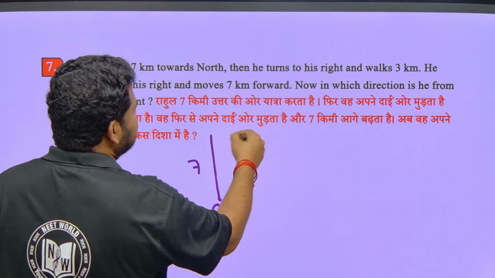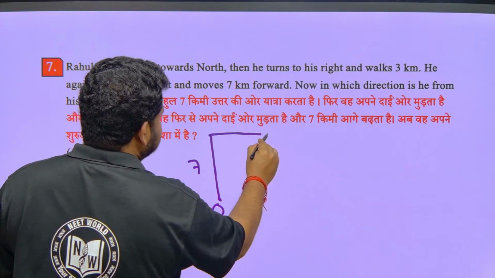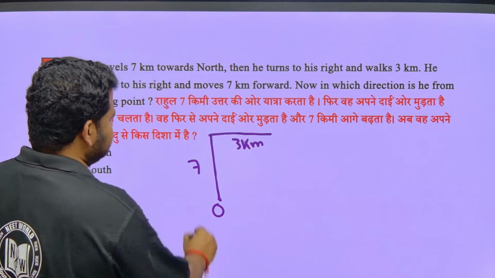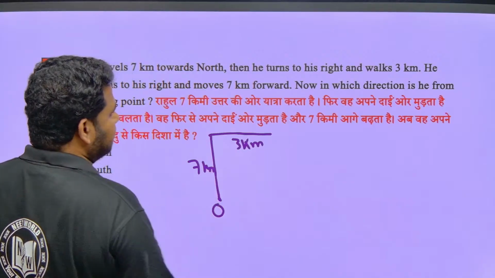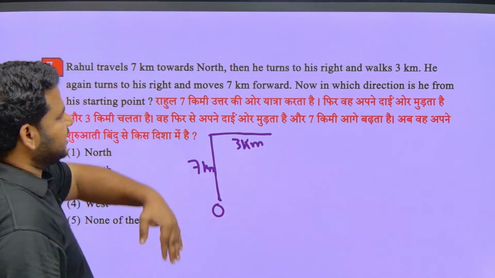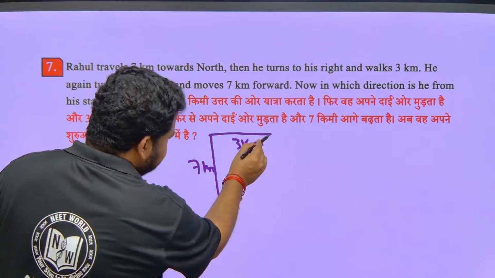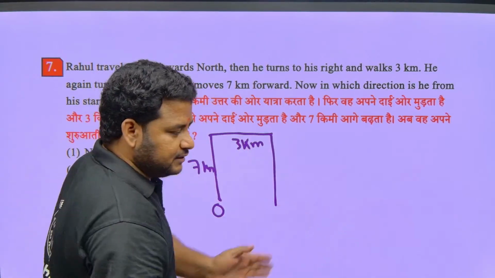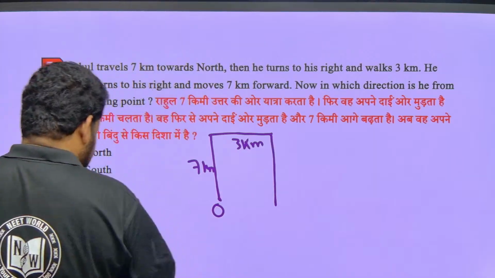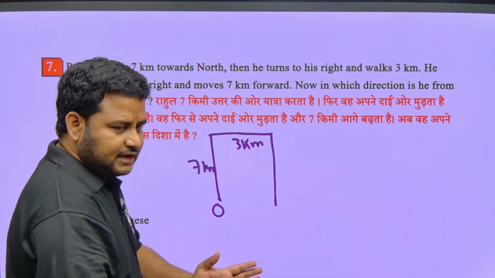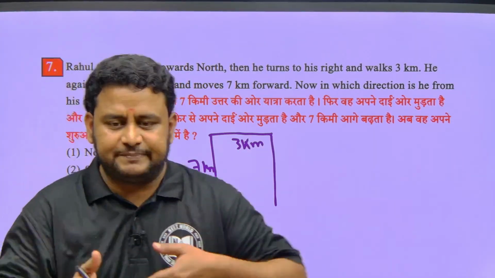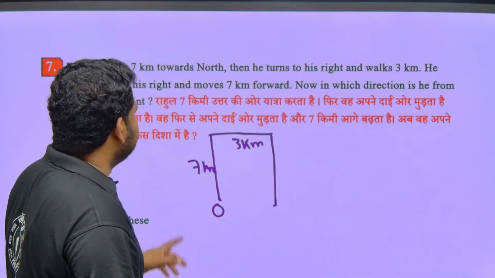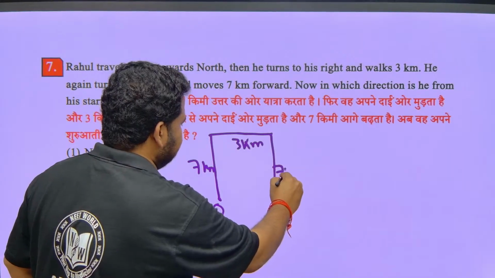Then he turns to his right and walks 3 kilometers. He again turns to his right and moves 7 kilometers forward. If I am moving north and turn right, and again turn right and move, I have to come down, so I will come back here and move 7 kilometers forward.